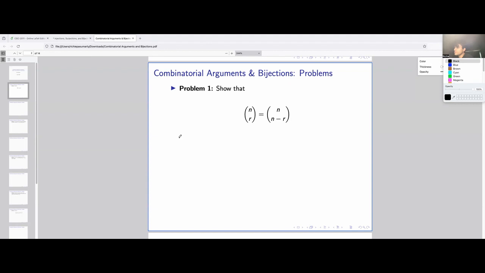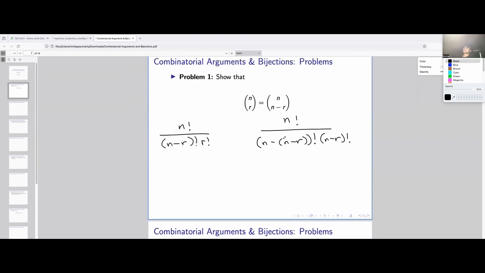So n choose r is equal to n factorial over n minus r factorial times r factorial. And n choose n minus r is equal to n factorial over n minus r factorial times n minus r factorial. So you see the n minus r factorials match, and n minus r, that's just r factorial. Okay, so yeah, we can use algebra, obviously, to solve this. But we can also use what's called a combinatorial argument.